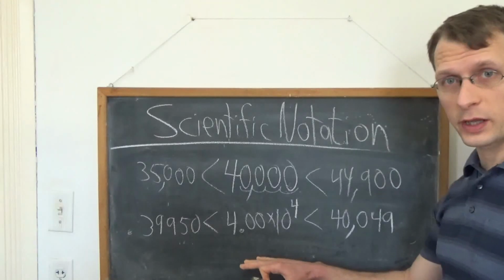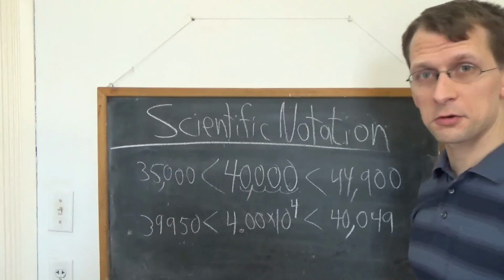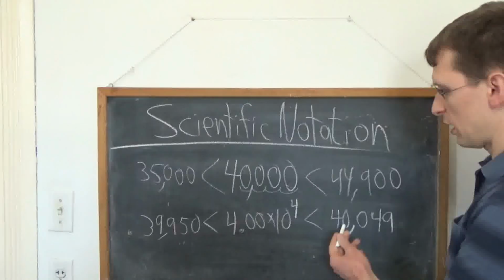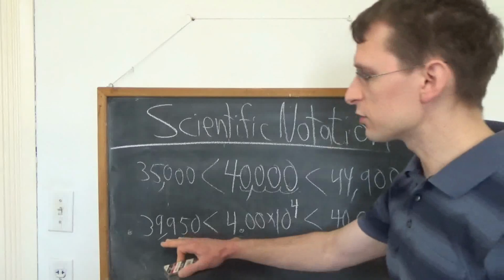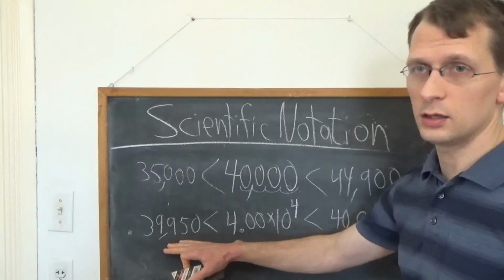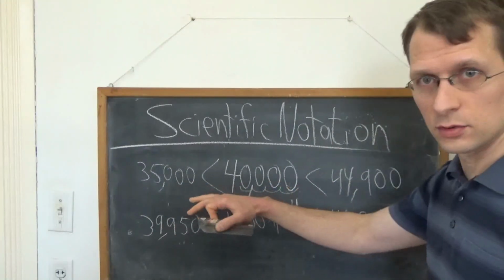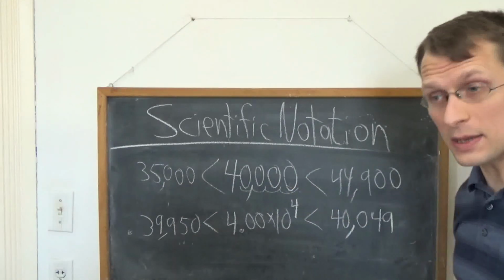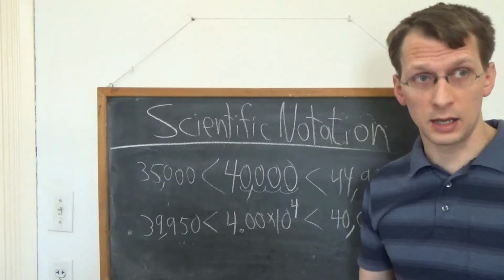So writing it this way in scientific notation can show that we know the number more accurately, that it's somewhere between 39,950 and 40,049. So there's only a 100 unit difference that it could be between, versus when we just wrote it as 40,000, no decimals, there's a 10,000 unit difference that it could be in. So that makes a big difference for when you're saying how accurately you know the number that you're dealing with.